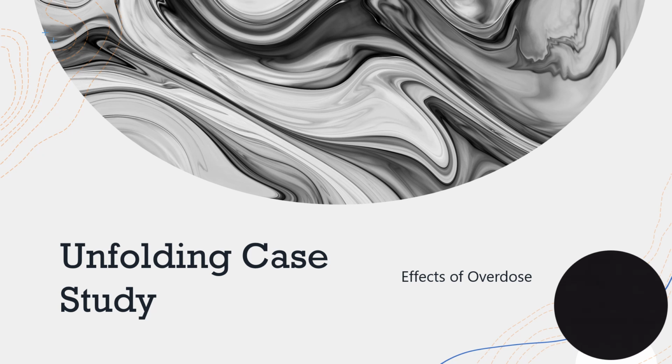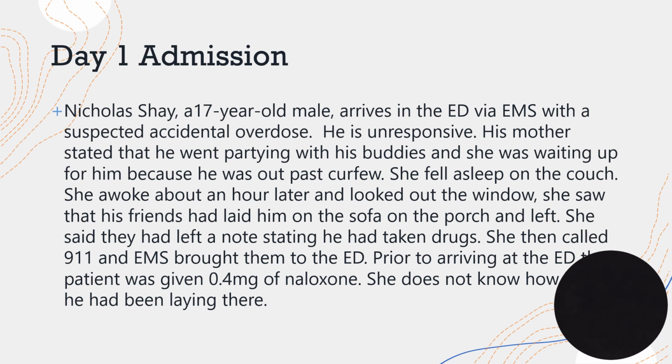Okay, good evening. My unfolding case study is on the effects of overdose. We have an adolescent named Nicholas Shea, a 17-year-old male. He arrived in the ED via EMS with a suspected accidental overdose. He's unresponsive, and his mother's at the bedside, and so she gives us some background on Mr.